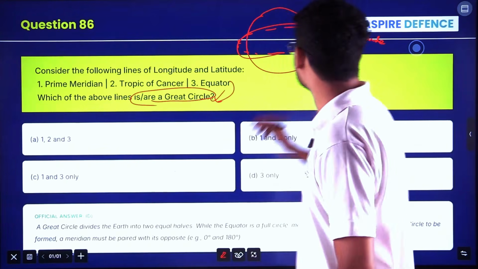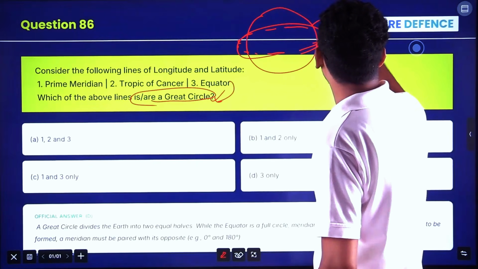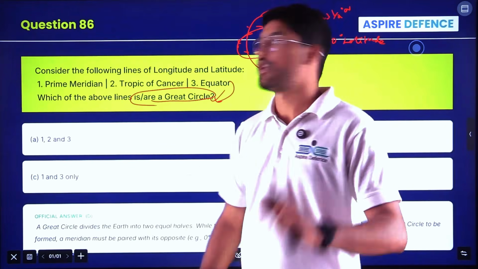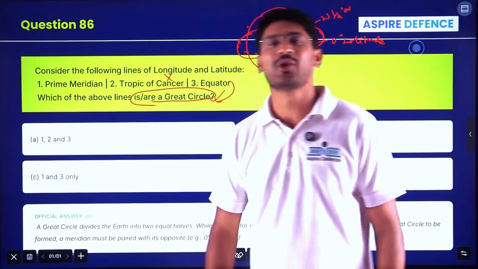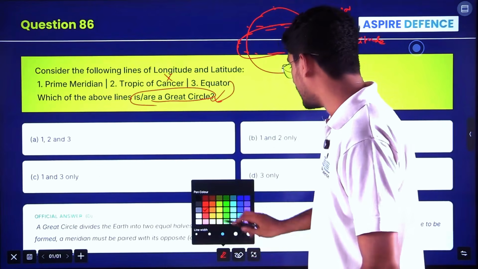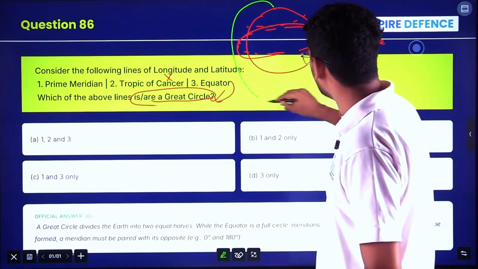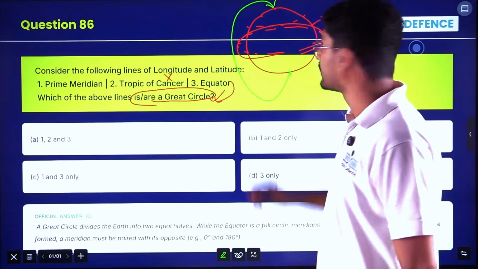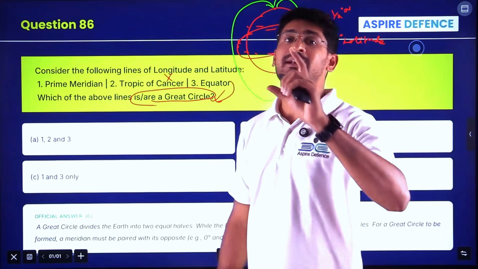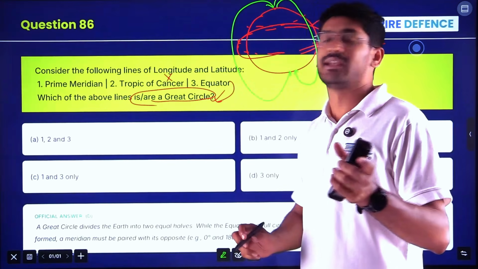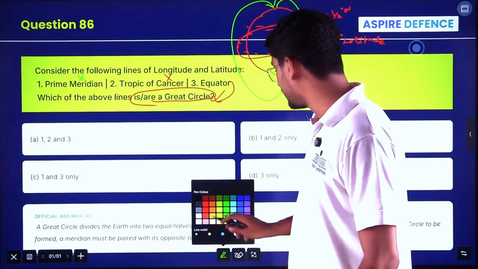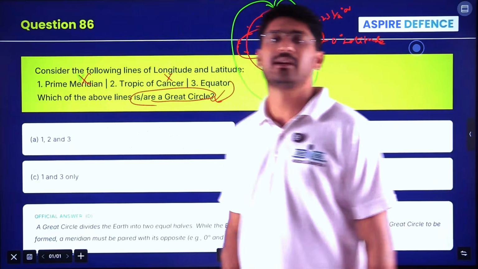If you see the Tropic of Cancer, it is a 23.5 degree north circle above the equator. It is not a great circle. Next you have the prime meridian. See, prime meridians are semicircles. One will come from ear to ear, and another line will come from backwards. They are 180 degrees, not 360 degrees. So the prime meridian is not considered a great circle.